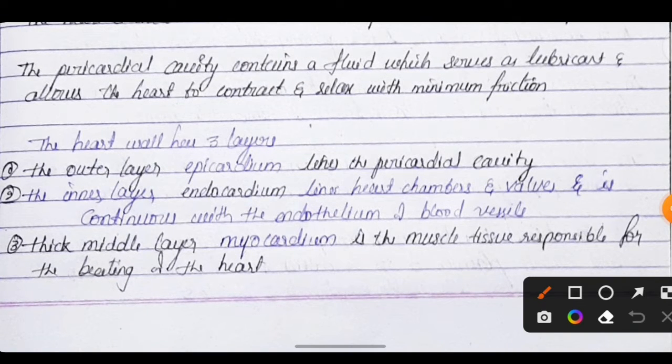The heart wall has three layers. The outer epicardium lines the pericardial cavity. The inner layer, the endocardium, lines the heart chambers and valves, and is continuous with the endothelium of blood vessels. The thick middle layer is the myocardium. It is the muscle tissue responsible for the beating of the heart.